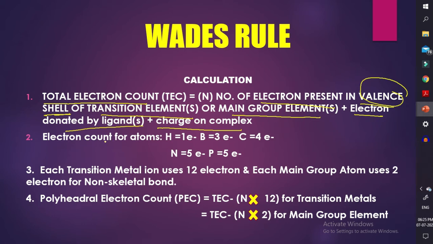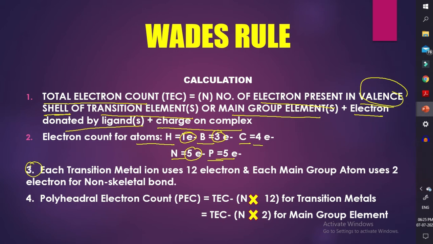Now there is an example, the electron counts from the atoms. If there are certain atoms present in the cluster, like hydrogen, boron, carbon, you all know that boron has 3 electrons in the valence shell, hydrogen 1, nitrogen and phosphorus both have 5, and carbon 4. So you just have to add those numbers of electrons to the total electron count.